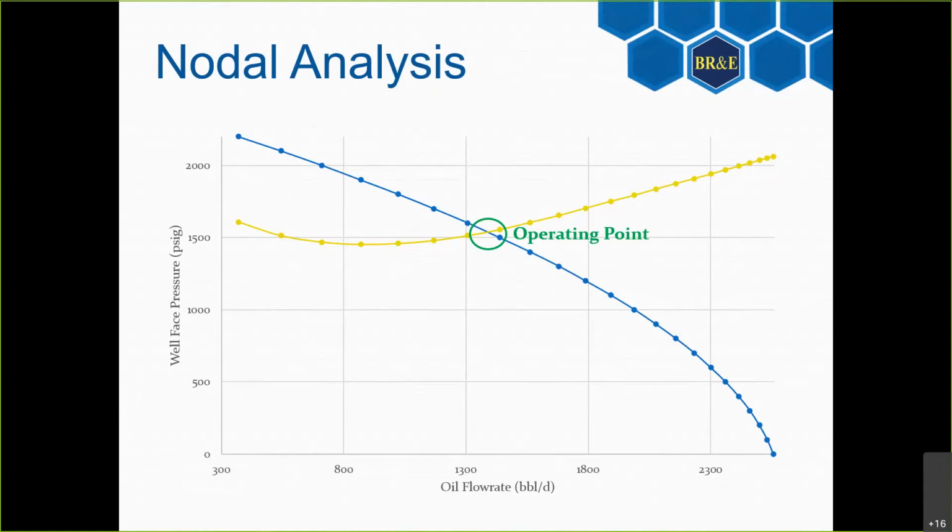So you'll see our operating point in this case, given all the properties that I gave. What that means is that we're operating at about 1530 PSIG at the well face. And in doing that, we have close to 1,400 barrels a day coming through that facility.